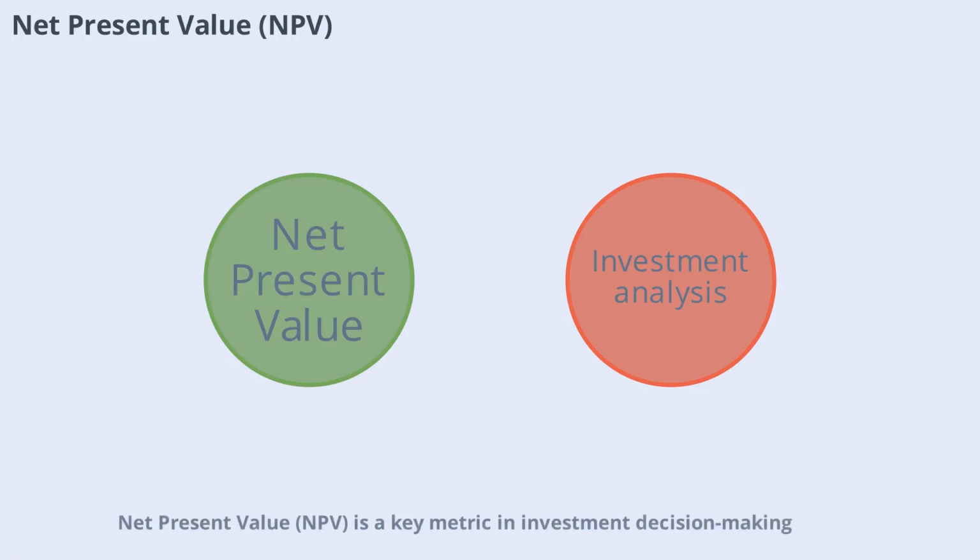Net present value (NPV) is a key metric in investment decision-making. It represents the difference between the present value of cash inflows and outflows over a project's life. A positive NPV indicates that an investment is expected to generate value, while a negative NPV suggests it may not be worthwhile.